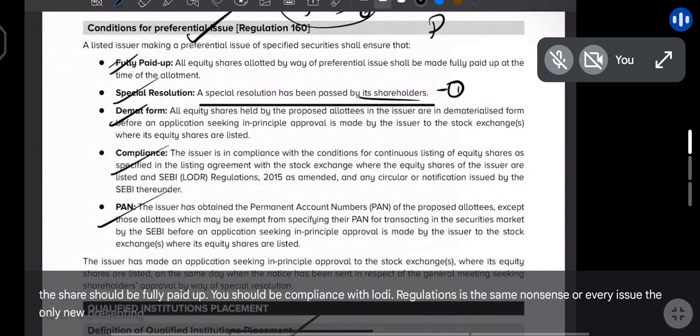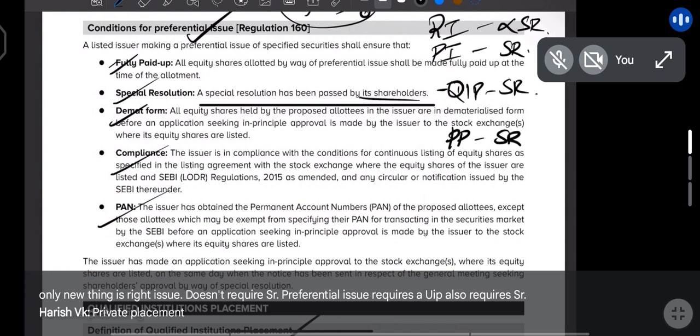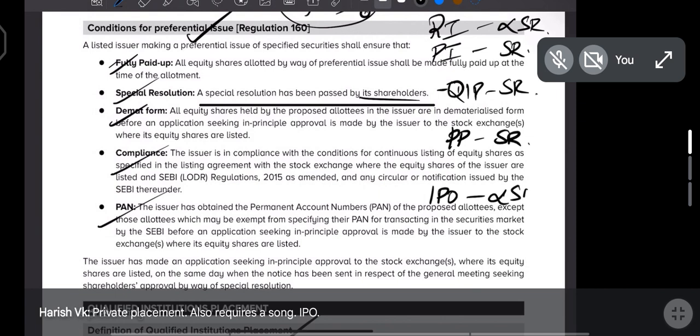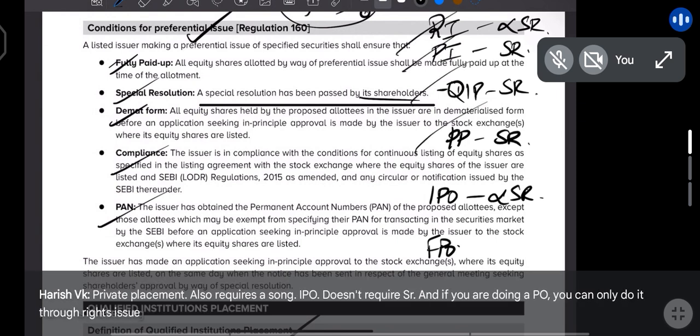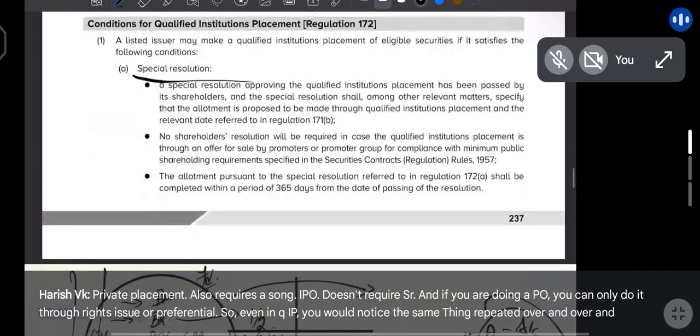The only new thing is rights issue doesn't require SR, preferential issue requires SR, QIP also requires SR, private placement also requires SR, IPO doesn't require SR. And if you are doing FPO, you can only do it through rights issue or preferential issue. So even in QIP, you would notice the same thing repeated over and over again.